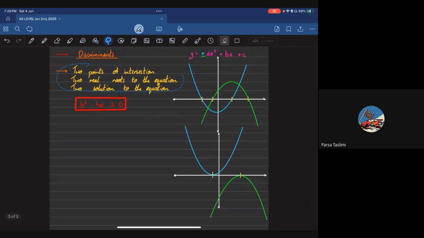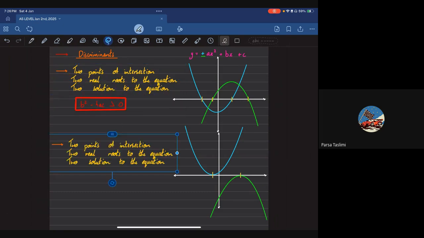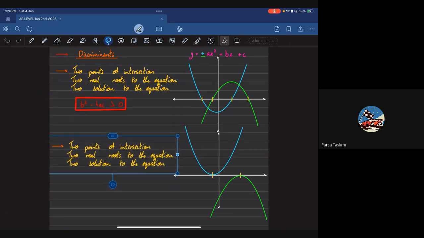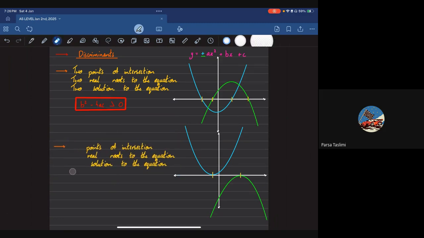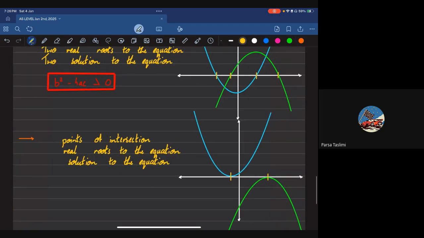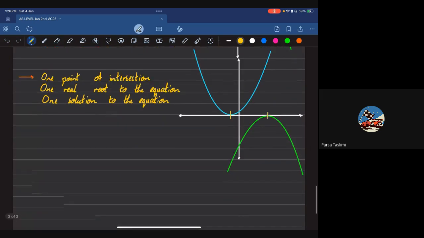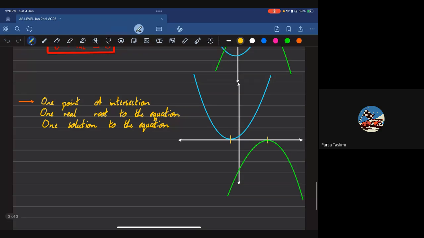So what we're going to try and do is, if you have a situation like this, where instead of having one or two points of intersection, you have one point of intersection, one real root, and one solution to the equation.